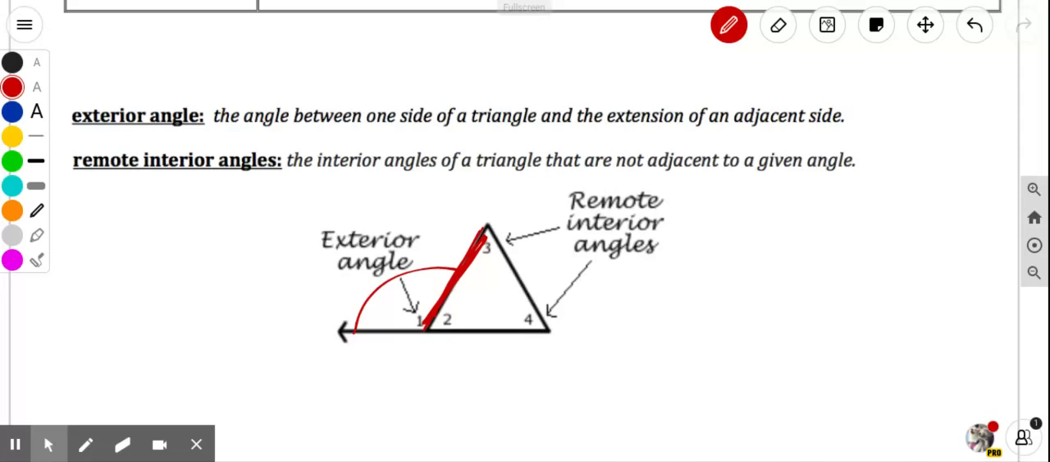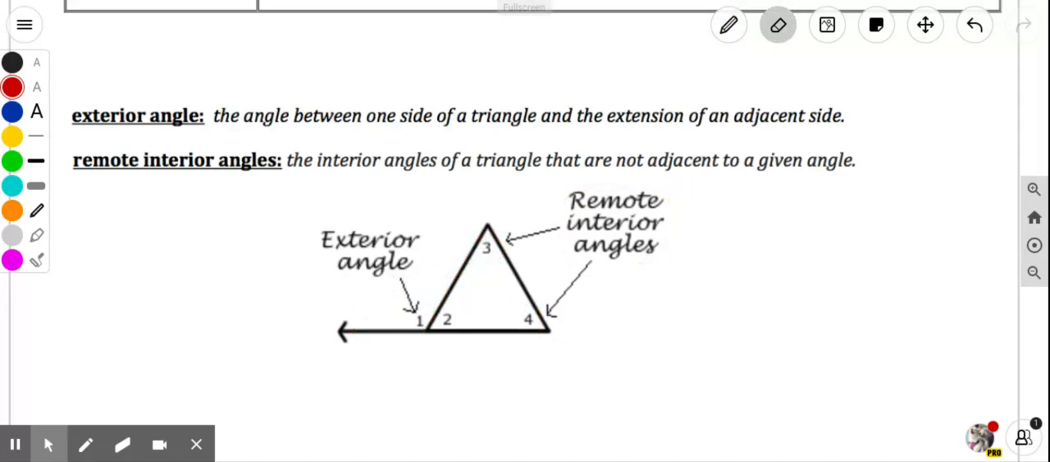With every exterior angle, there's a set of what's called remote interior angles. The remote interior angles are basically the angles that are inside the triangle, but aren't next to the exterior angle. So here's our exterior angle. Angle 2 is just a linear pair with angle 1. So angle 2 is not a remote interior angle. It's 3 and 4 that are remote interior angles for 1.